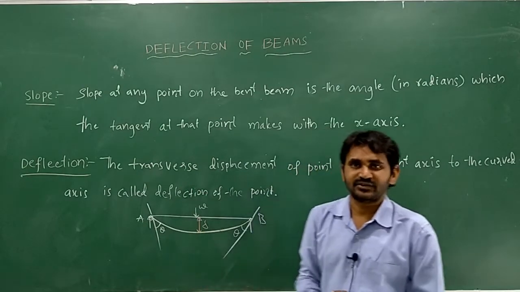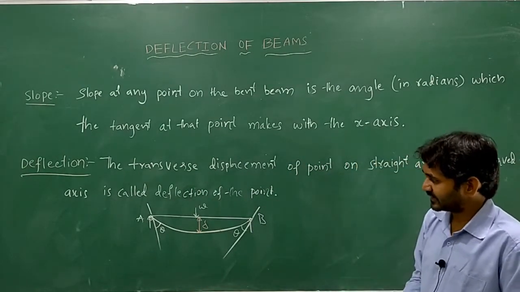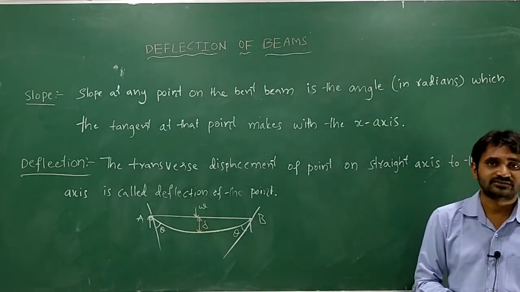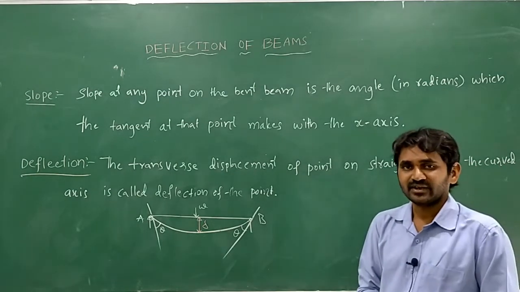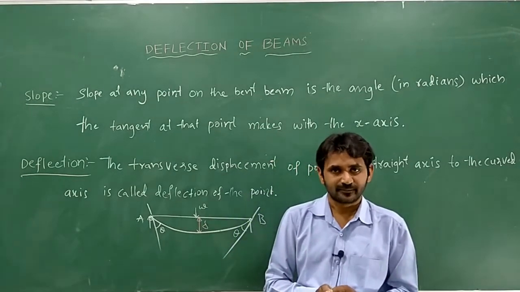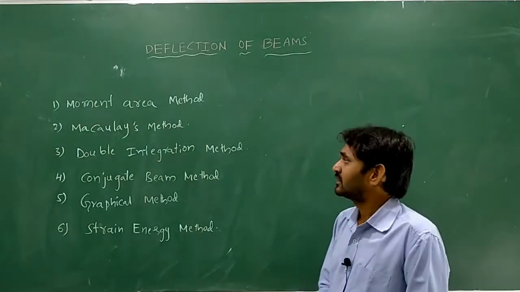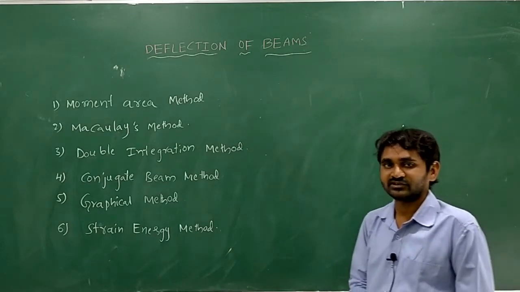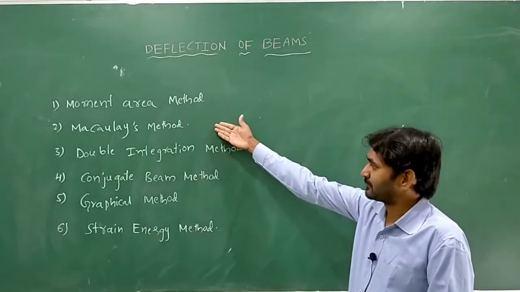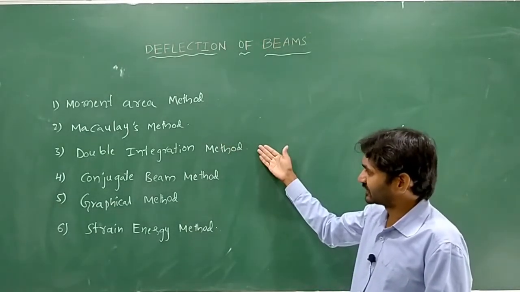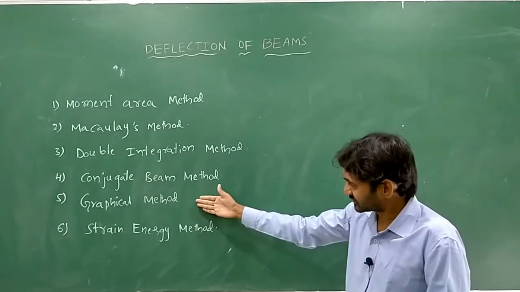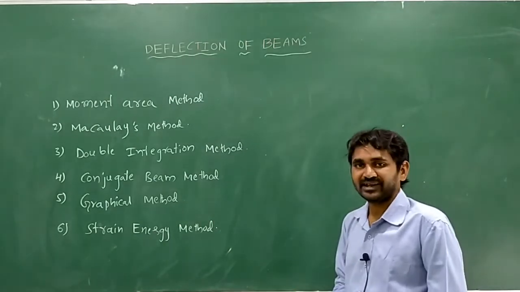In this unit, definitely we are going to deal with slopes as well as deflection, and we have different methods to solve slopes and deflections. Let us see briefly what those methods are. The methods for solving deflection of beams: first is the moment area method, next is Macaulay's method, next is the double integration method, next is the conjugate beam method, fifth is the graphical method, and next is the strain energy method.